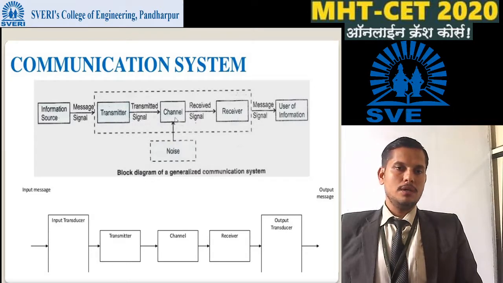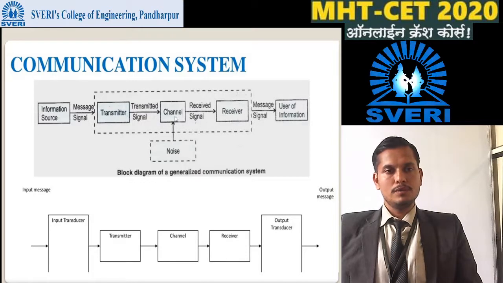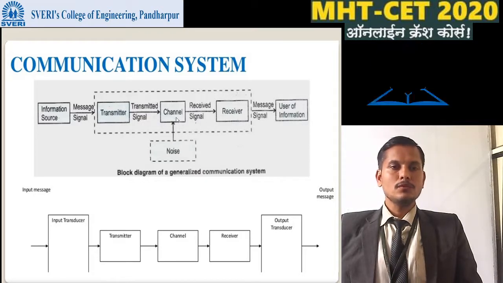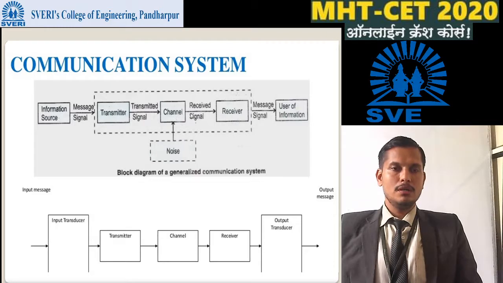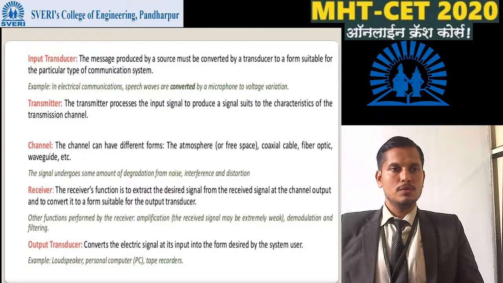Here the channel or medium is a different point we have to consider. Then from that medium or channel, the signal is received by a receiver. That message or signal is given to the user of information. So this figure gives us an overall view of the communication system, and how the three important things are there: transmitter, channel and receiver. So let us go to the next one.